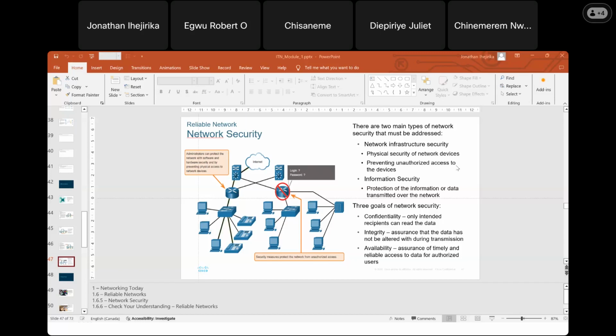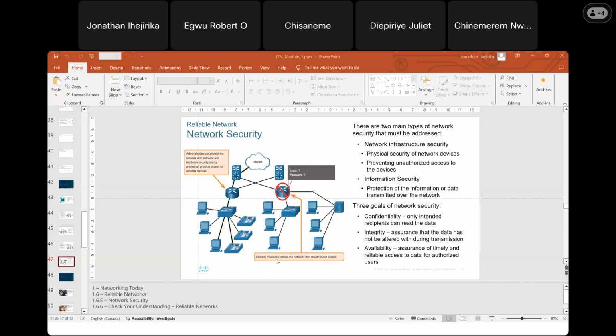Then availability: assurance of timely and reliable access to data for authorized users. Yes, the information has to also be available. For instance, if you look at this image over here, you see that administrators can protect the network with software and hardware security and by preventing physical access to network devices.